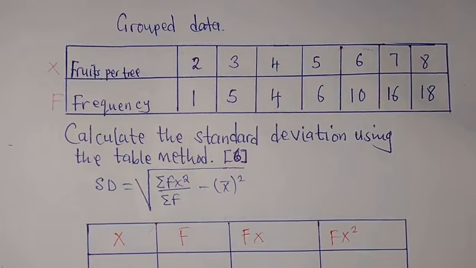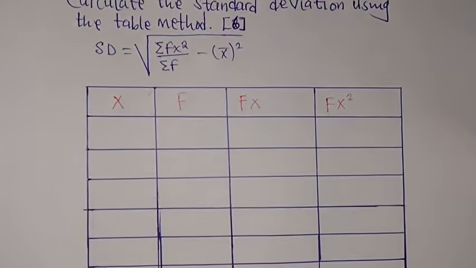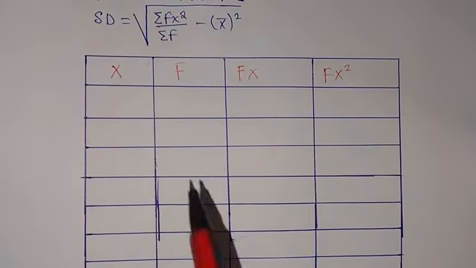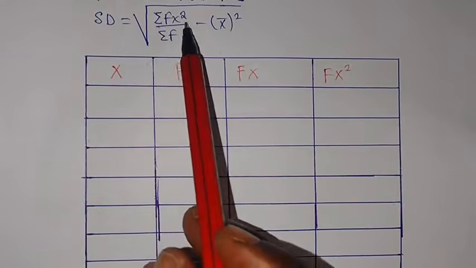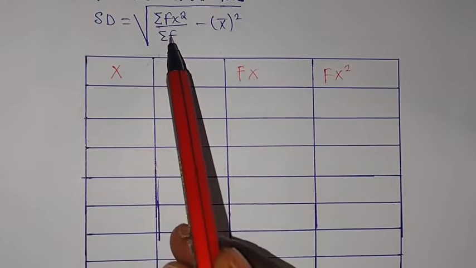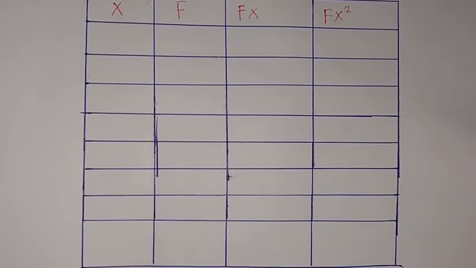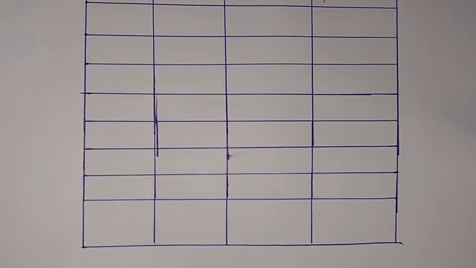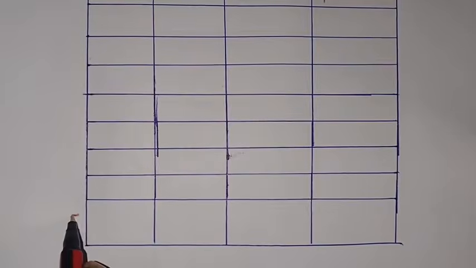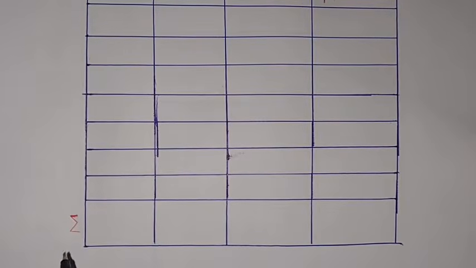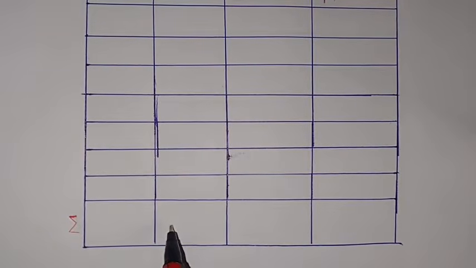So after writing this now, we need to write the summations. You can see here we have summation of fx squared and summation of f. So we need to have these summations, they need to show. So they are going to show down here. Right here we can put the symbol for summation.